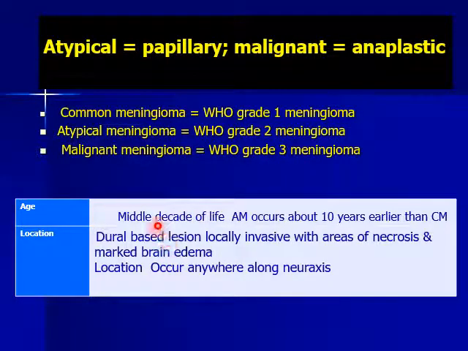We see it in earlier age compared to the common meningioma, about 10 years. If we see the common one in the 40s, we will see this in the 30s. They present as dural-based lesion, locally invasive, with areas of necrosis and marked brain edema, usually anywhere along the neuroaxis. It behaves in a malignant way.